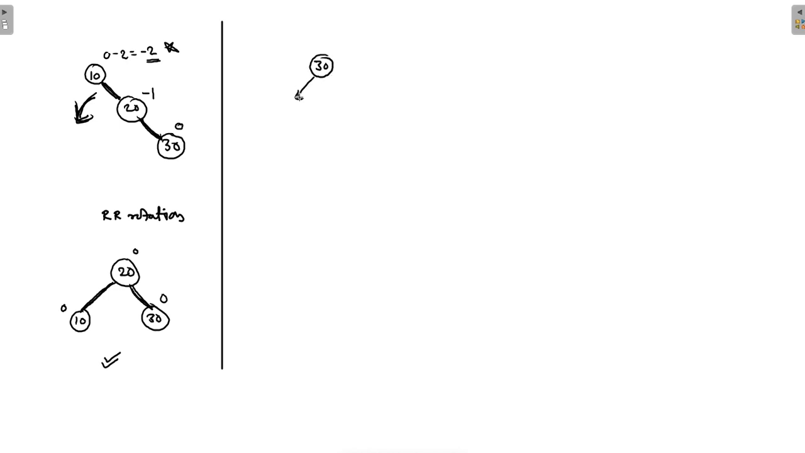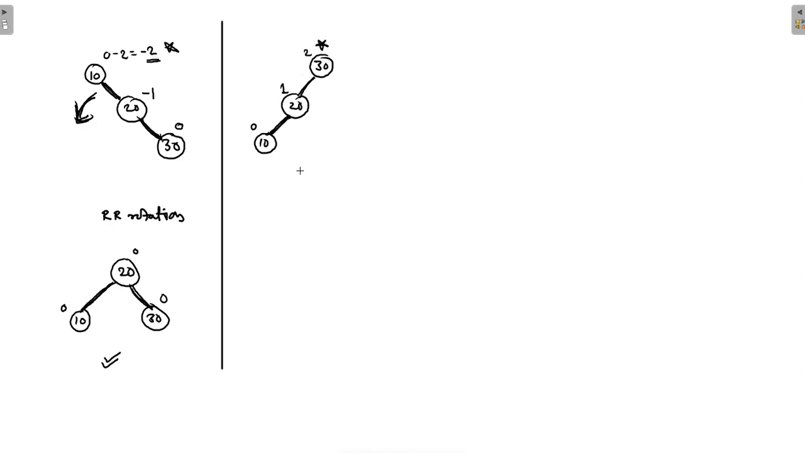Then we have a left subtree, suppose 20, and we have another left subtree as 10. Again, if you calculate for this example, the balance factor for 10 is 0, for 20 it is 1 minus right side 0, so it becomes 1, and for 30 the left-hand side is 2 minus 0, so it becomes 2. So again this node is unbalanced. This is not a balanced node.